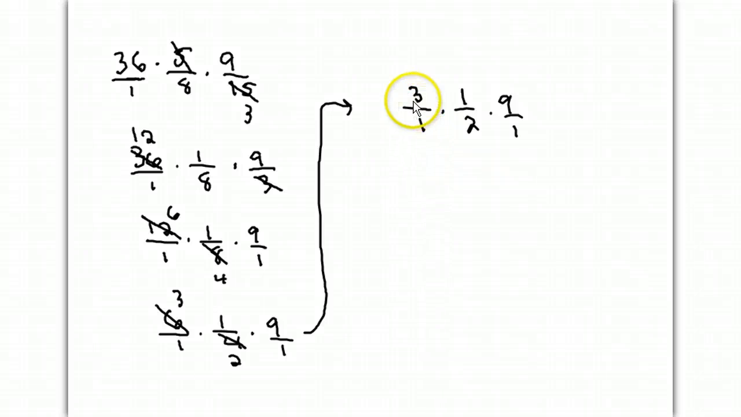So all you do now is multiply straight across the top, straight across the bottom. So I have 3 times 1, which is 3, and times 9, which comes out to 27. And then 1 times 2 is 2, times 1 is 2. So the answer would be 27 over 2.